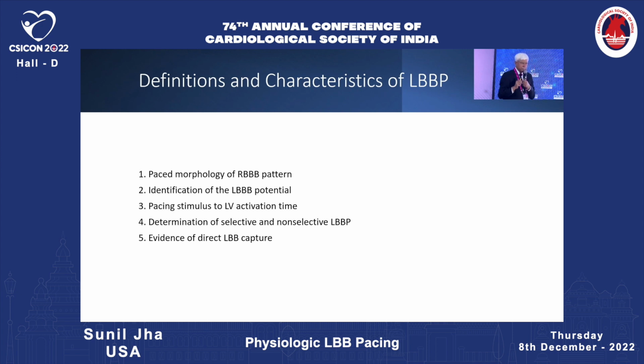Okay, one point is important to mention here though. When you are capturing the His only, what used to be called selective His pacing, the QRS will be narrow. When you are capturing the myocardium also with the His pacing, the QRS will be wider. In this case, it's the reverse. When you have the high output, you are capturing both the left bundle branch area as well as the myocardium, and your QRS is narrower. Your left ventricular activation time is shorter. When you lose the local myocardium capture, you are capturing the left bundle only, then your QRS will be wider than the non-selective one. That's the difference. Okay, so then evidence of direct left bundle branch capture.